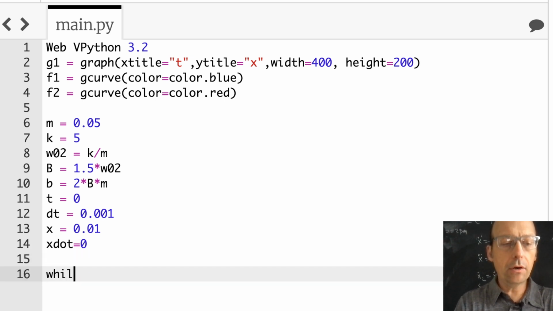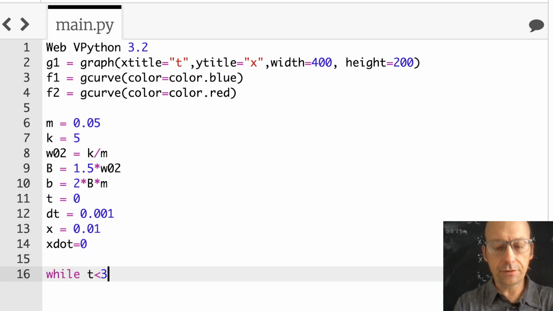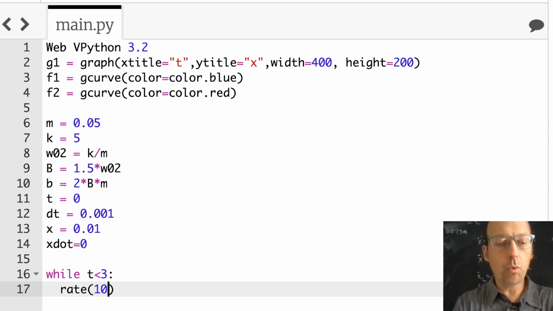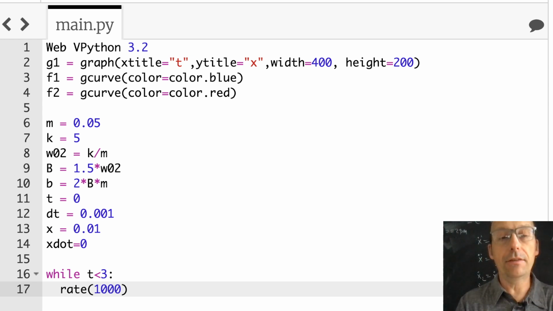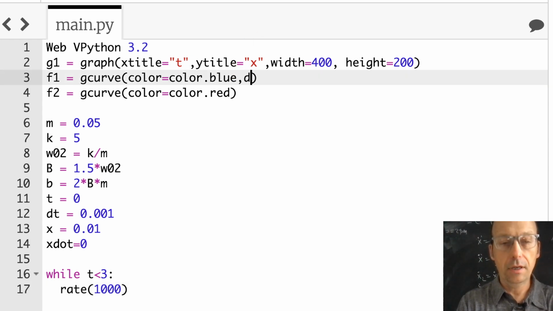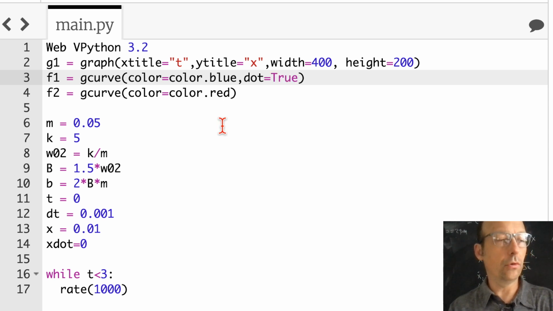Okay, while t is less than, let's just do 3. Rate 1000. So I'm going to actually animate this in real time. Let's go ahead and put a dot here. Dot equals true. That'll make it cool.